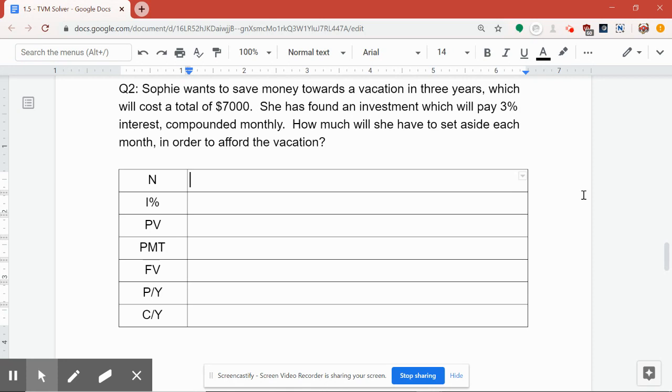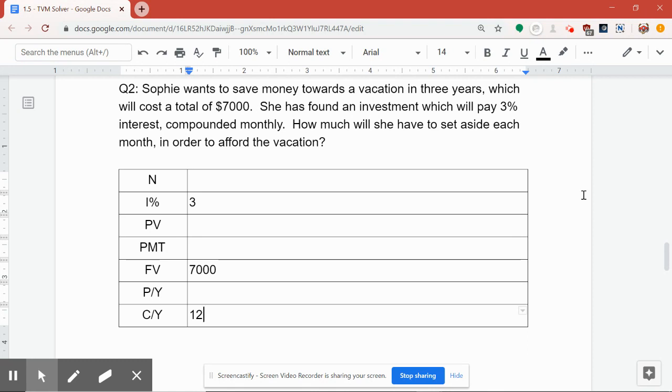Okay, so let's break this down step by step. The vacation will cost $7,000. So that's the amount of money that Sophie is going to want to have in 3 years' time. That is the future value. Positive because that's the amount of money she's going to want to receive. She's found an investment which will pay 3% interest, compounded monthly. So 3%, C over Y is 12.